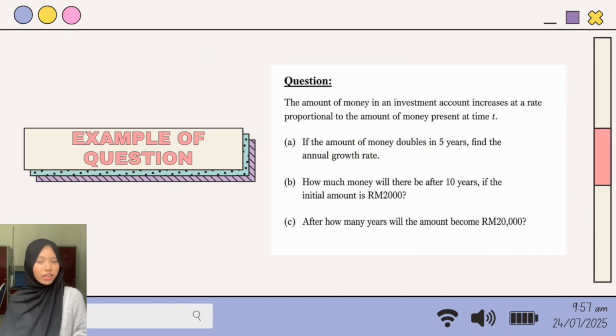So overall, this question is focused on applying exponential growth in an investment situation to find the growth rate, future value, and time required for the investment to reach a certain amount.